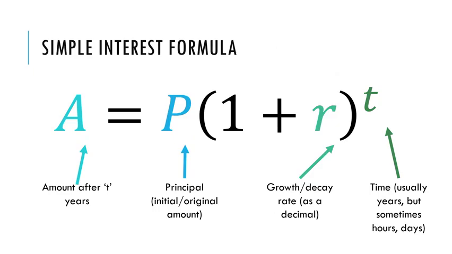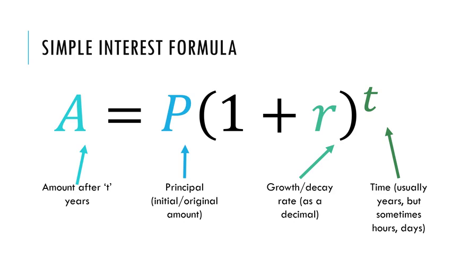All right, here's the simple interest formula. I would write this on your paper as you're taking some notes: A is the amount after T years, P is the principal or the initial or original amount, R is the growth or decay factor, and if you see a plus sign here, it's a growth.